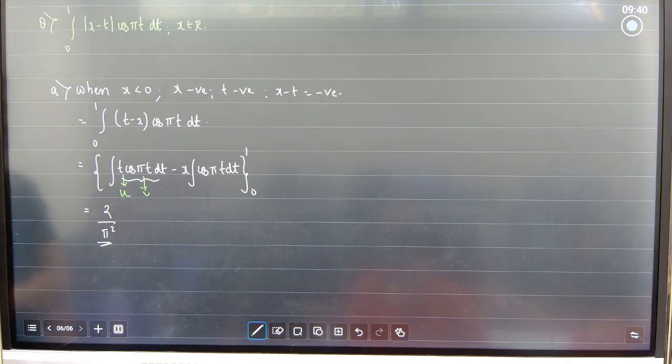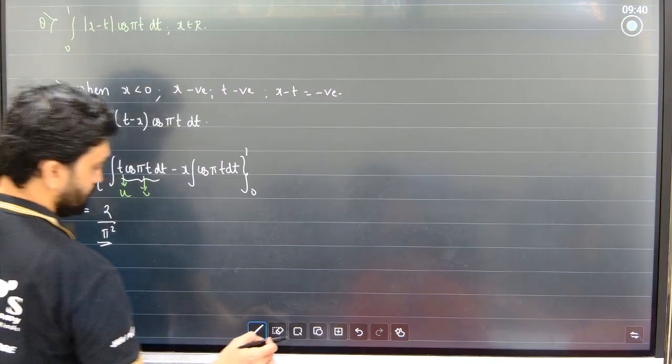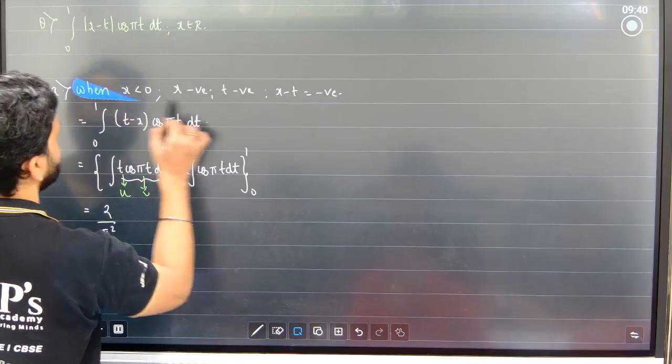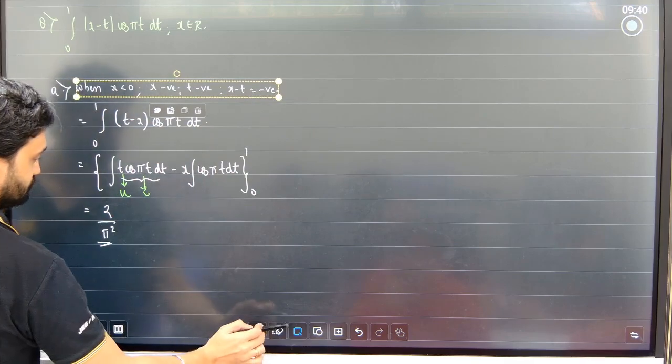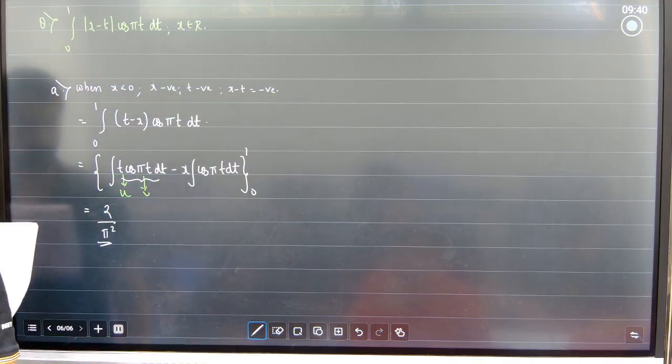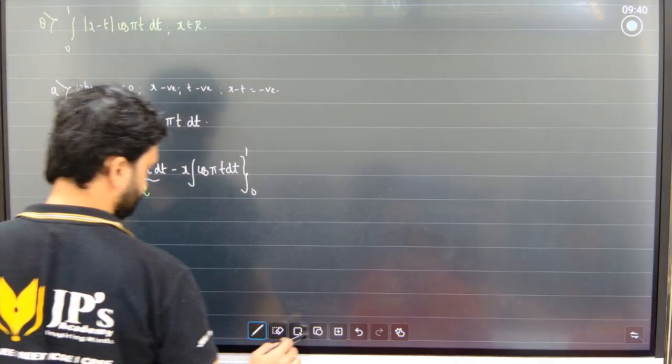So this is when x is less than 0, x is negative. This is the data that is given to me. Okay, B part.